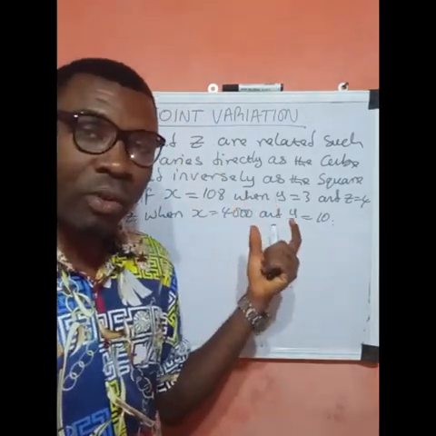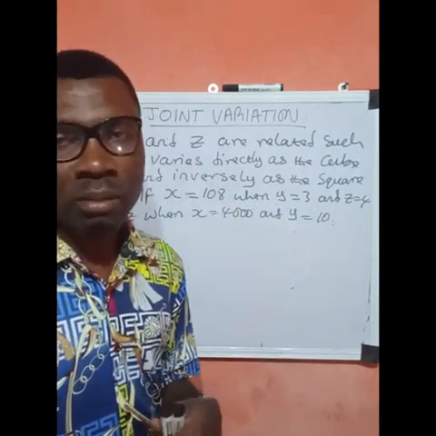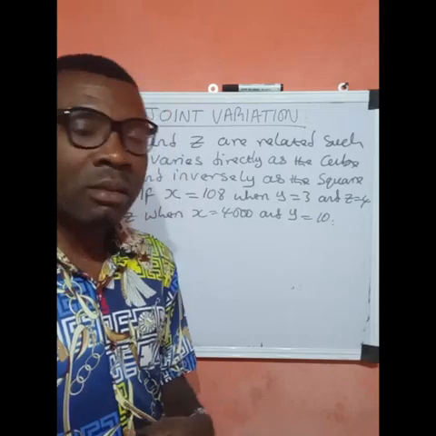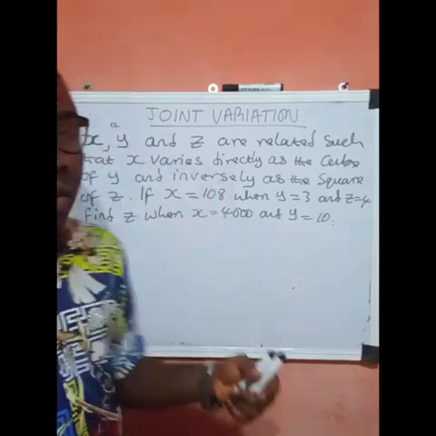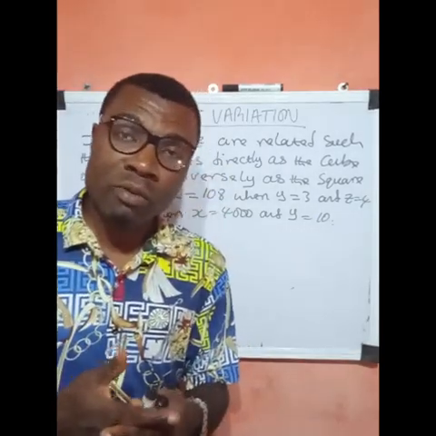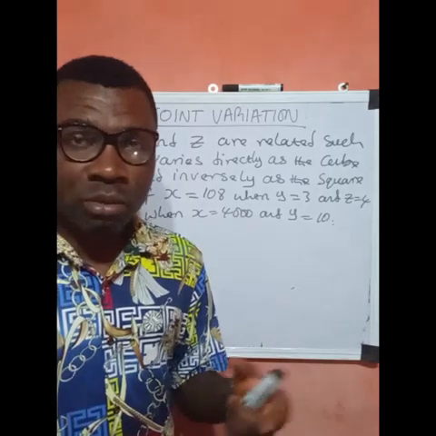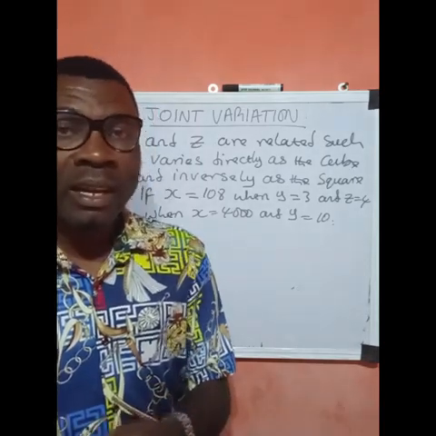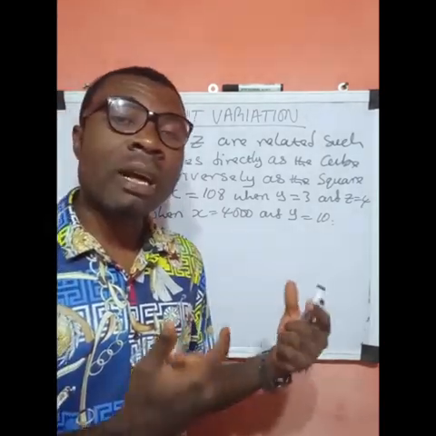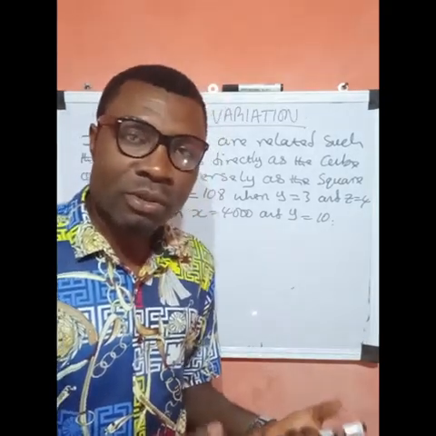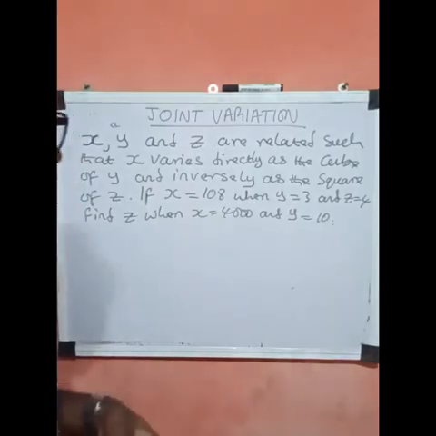This is actually where most times questions come from, where they combine variations. Joint variation is simply the combination of two or more of these variations. Direct, inverse, just a combination, more than one variation, when one variable is related to more than one other variable. So we are going to look at how that is done.